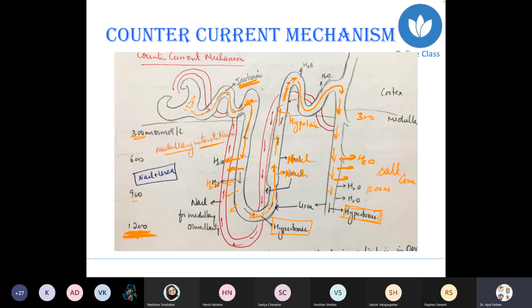Now, many collecting ducts join the common duct. What is that called? Duct of Bellini, not Bertini. Duct of Bellini. Do you agree? Now, the urine that is in the duct of Bellini is hypertonic. This is how you get hypertonic urine.